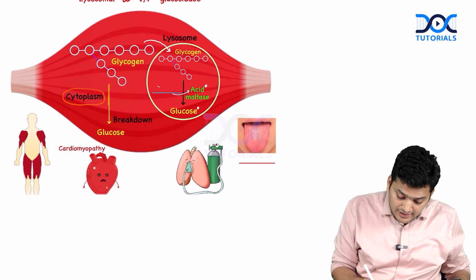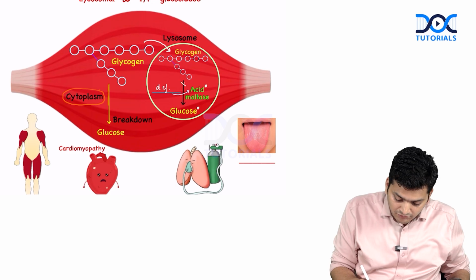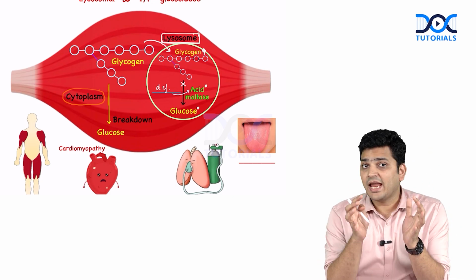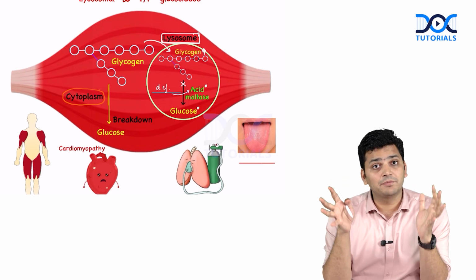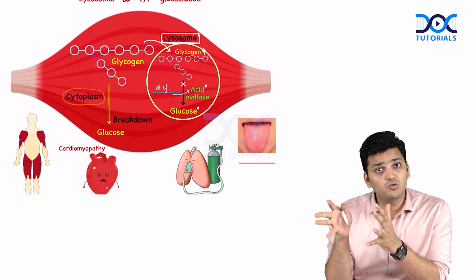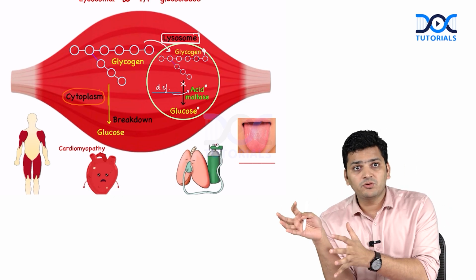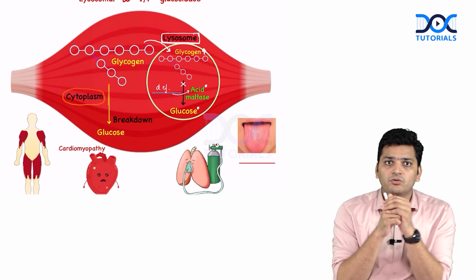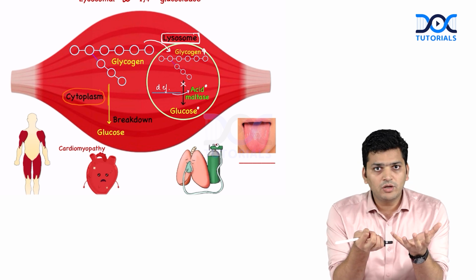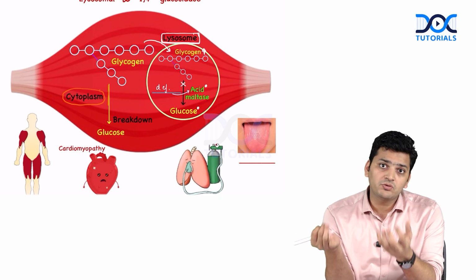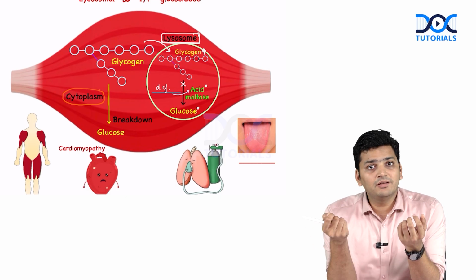But if by chance there is deficiency of this enzyme, the reaction will not happen, and the glycogen is going to accumulate inside the lysosome, and the lysosome will get damaged. So anytime there is accumulation of some substance in the lysosome, this is called a lysosomal storage disease. So Pompe disease is a glycogen storage disease as well as a lysosomal storage disease, because it is related to glycogen, and it is affecting the lysosome also.